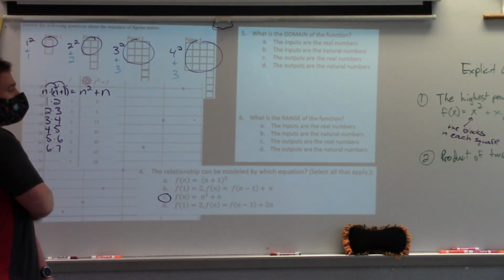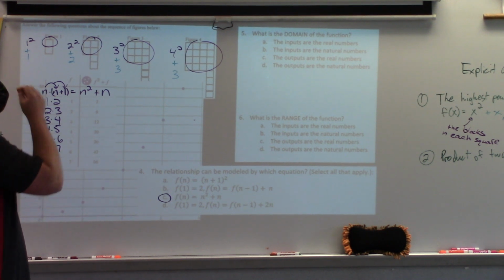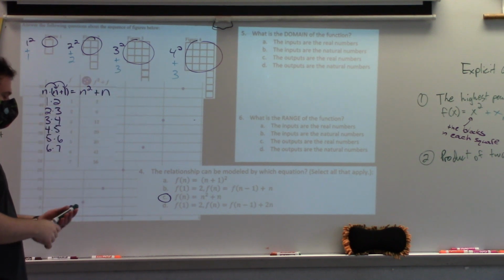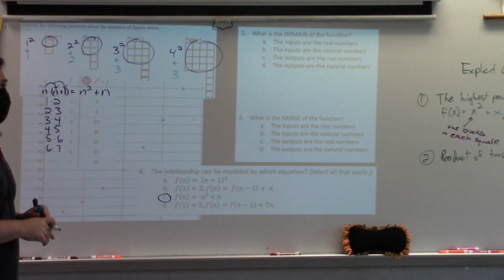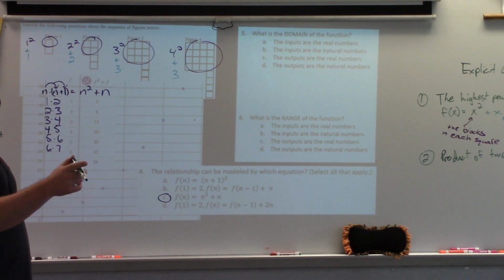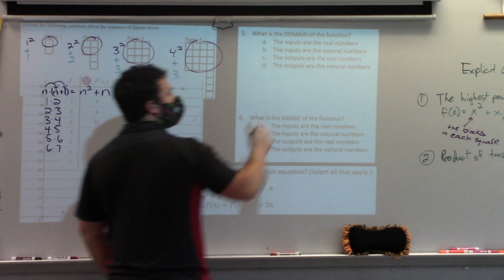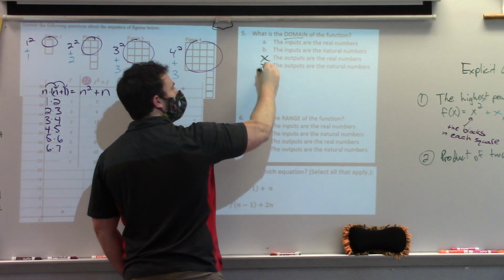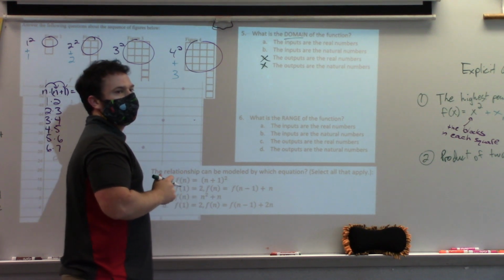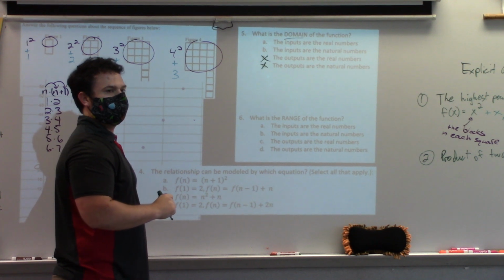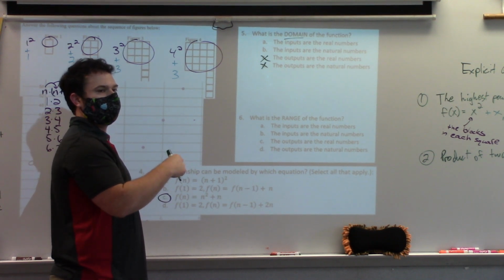All right, numbers 5 and 6. We should be a little bit better at these now. Domain. Which of these 4 answer choices can we immediately eliminate because it's asking about domain? Outputs. If we're talking about domain, are we talking about outputs? No, sir. The domain can be the real numbers. The domain cannot be outputs. Domain is only inputs.